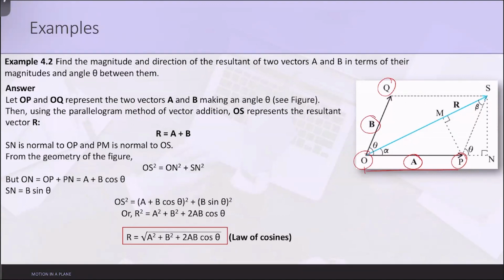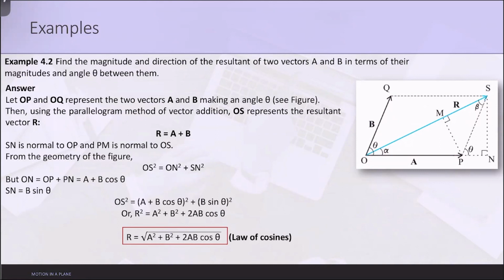Now, using the parallelogram method of vector addition, OS represents the resultant vector R. Quite clear. So this can be written as R bar, which is nothing but equal to A bar plus B bar. Fine, so that has also been explained here. Now we need to do some mathematical geometrical manipulations here, and then we can understand the result.